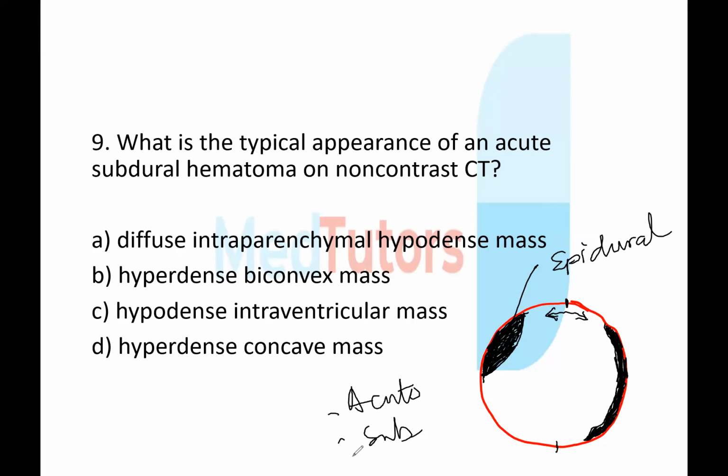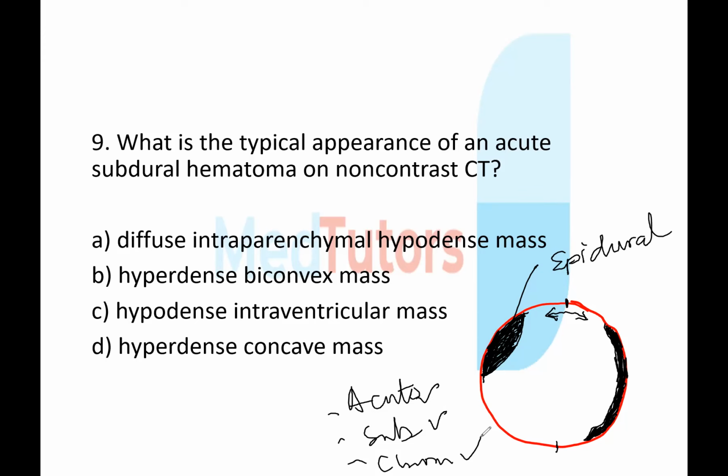And you should know, we said acute, subacute, or chronic on the image will depend on the appearance in relation to the brain tissue. If it is whiter than the brain tissue, it is hyperdense, which is acute. If it is the same density as the brain tissue, it is isodense. And when it is darker than the brain tissue, it is hypodense. Hyperdense is acute, isodense is subacute, and hypodense is chronic.